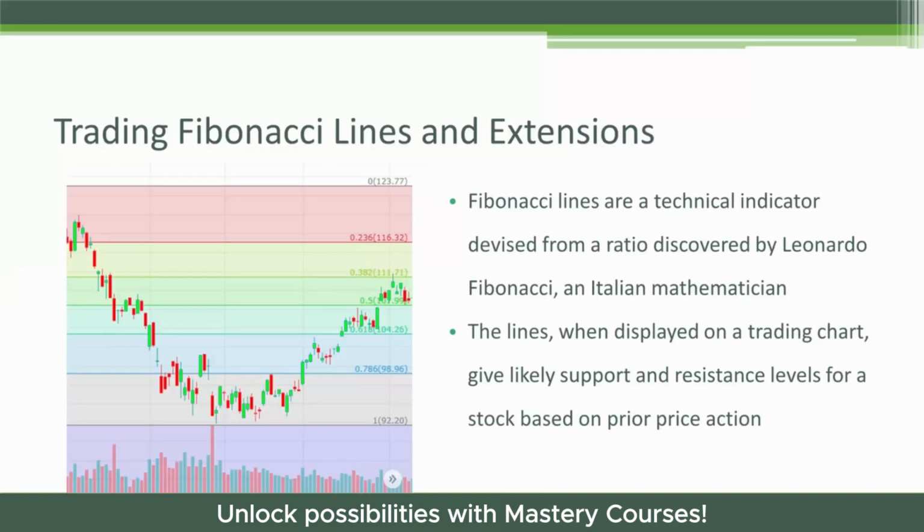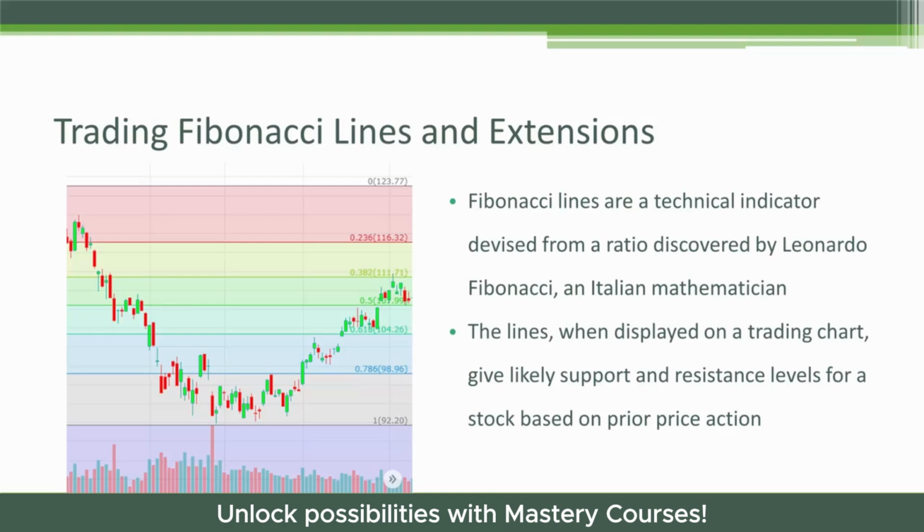Fibonacci lines are a technical indicator devised from a ratio devised by Leonardo Fibonacci, an Italian mathematician. The lines, when displayed on a trading chart, give likely support and resistance levels for a stock based on prior price action. So let's say you have a stock in an uptrend and it's hitting prices that it's never seen before. So you have no current resistance levels.